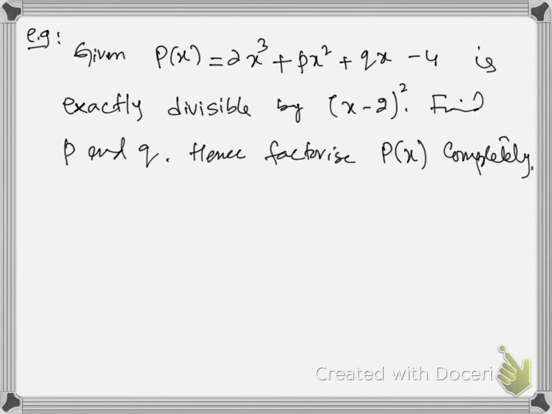As in this question, a quadratic factor is given, x minus 2 whole square, with two unknown constants, that is p and q. Therefore, we will use comparing the coefficient method to solve this question.